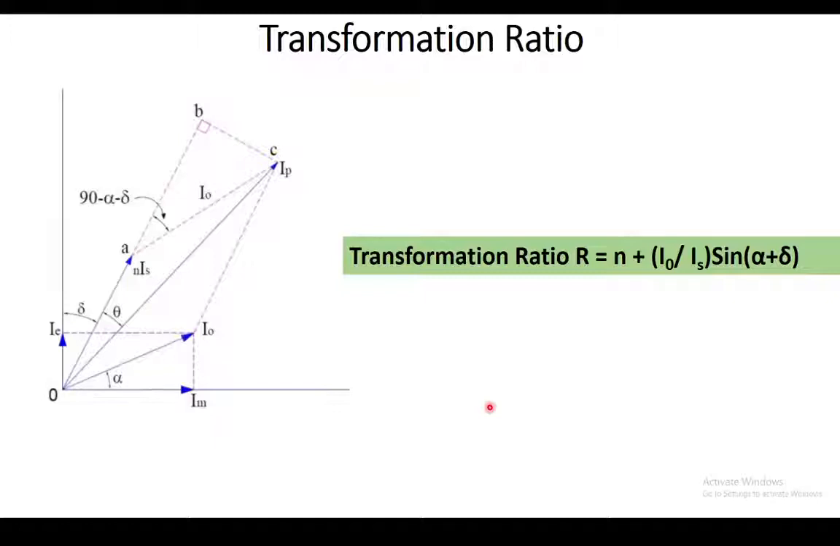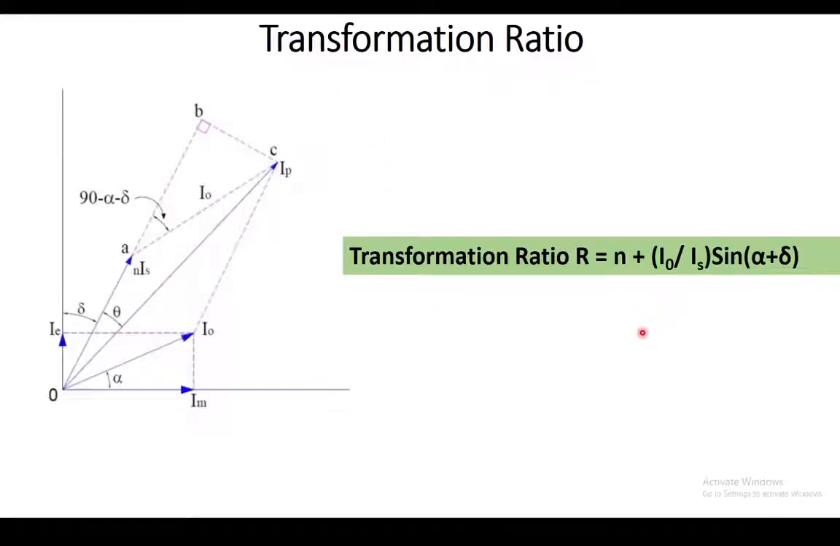So ito na yung transformation ratio niya. Dito yung na-derive sa phasor diagram ng current transformer. Ang ginamit lang na method na pag-derive niyan is yung right triangle, parallelogram method, tsaka mga cosine laws. Medyo mahaba yung derivation niyan eh. So next, ibibigay ko na lang ito na yung formula.